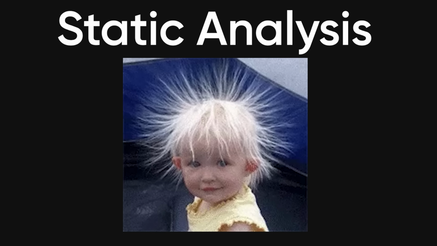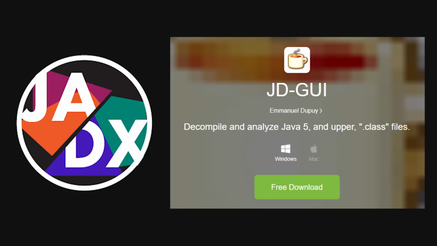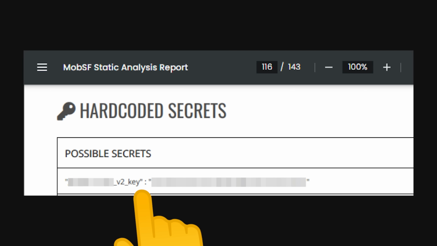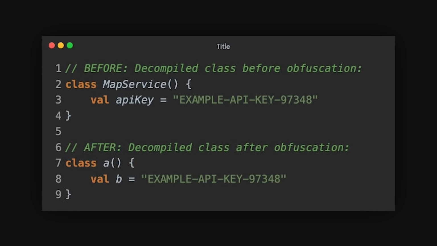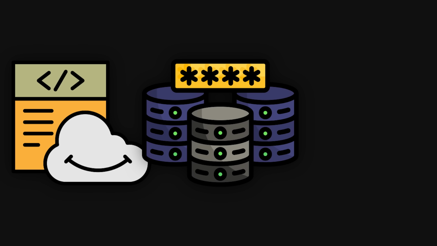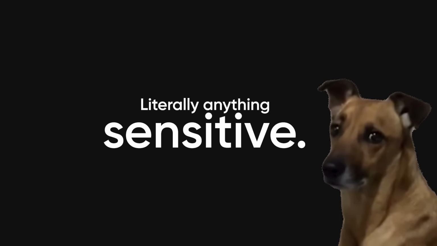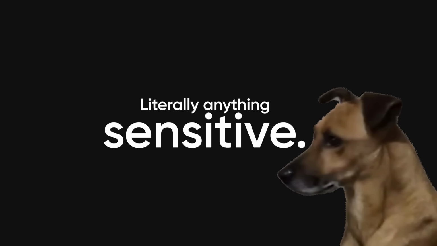Static analysis comes next. Use JADX or JD-GUI to decompile the APK into readable Java code. Way easier than reading Smali. Search for hard-coded secrets with grep or manually. Look for API keys often in strings.xml or hard-coded in code. AWS credentials, database passwords, Firebase URLs, encryption keys, auth tokens, literally anything sensitive developers thought nobody would find.